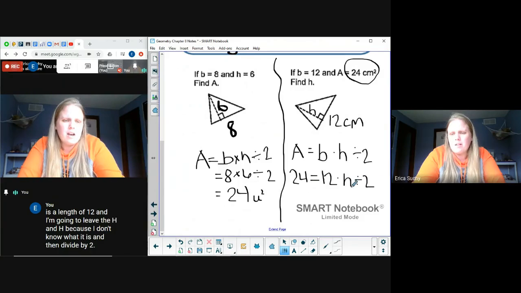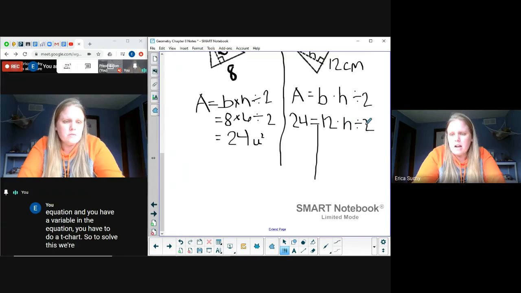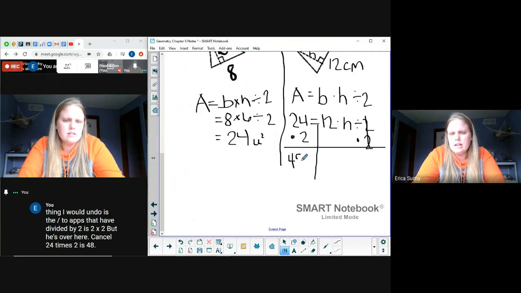If you remember, whenever you have an equation and you have a variable in the equation, you have to do a t-chart. So to solve this, we're going to undo all of the operations. First thing I would undo is the divide by 2. Opposite of divide by 2 is to multiply by 2. The 2's over here cancel. 24 times 2 is 48. And then over here I have 12 times h left.